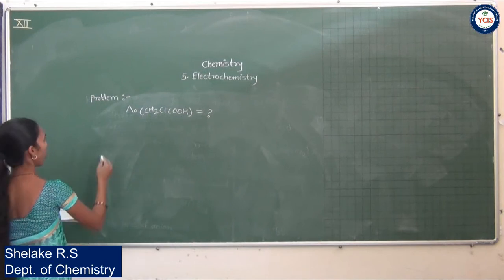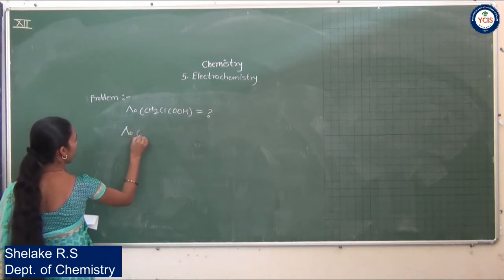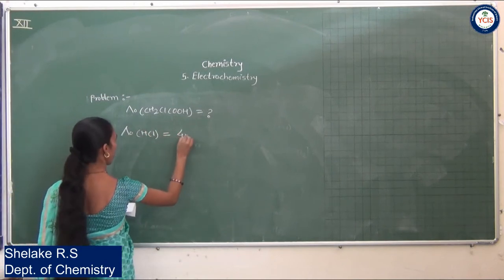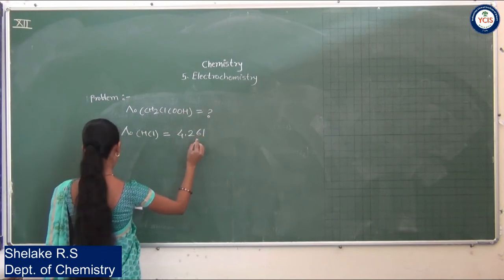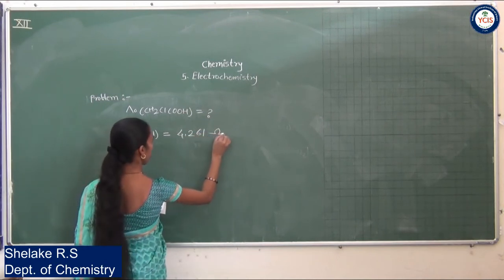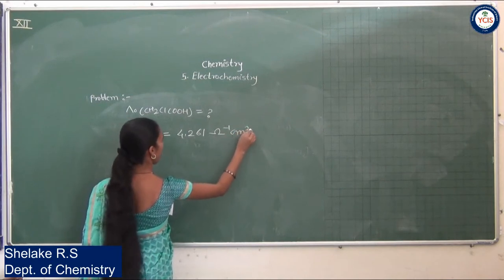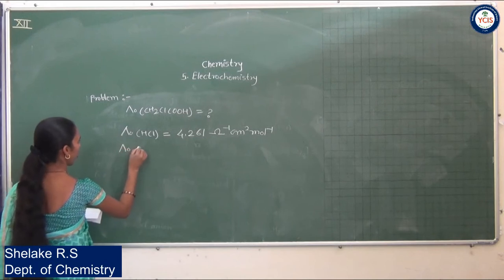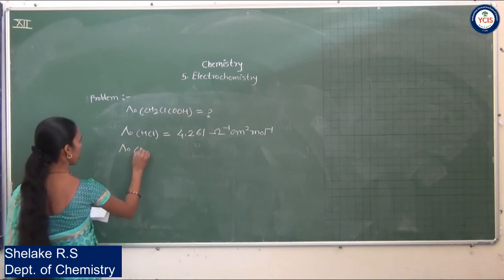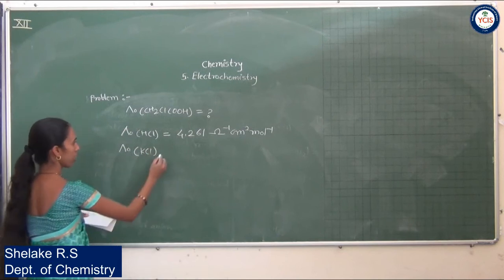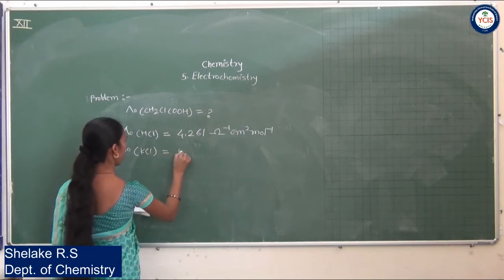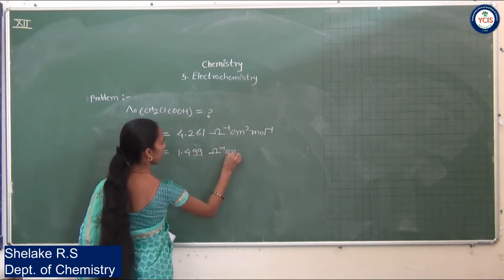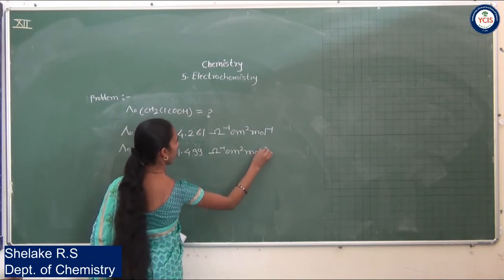If the lambda 0 of HCl is equal to 4.261, its unit is ohm inverse centimeter square per mole, or mole inverse. You can write it down like this. Then another value, lambda 0 of KCl, is given, which is equal to 1.499 ohm inverse centimeter square mole inverse.